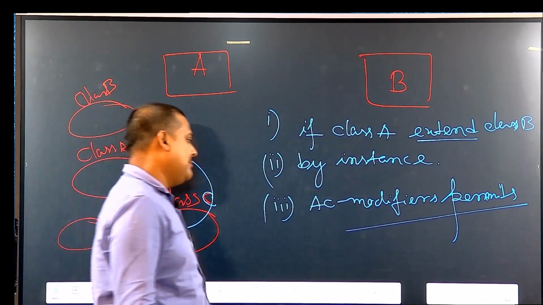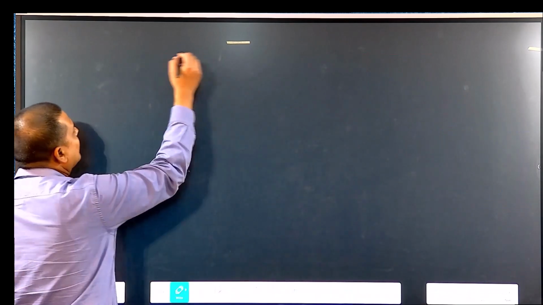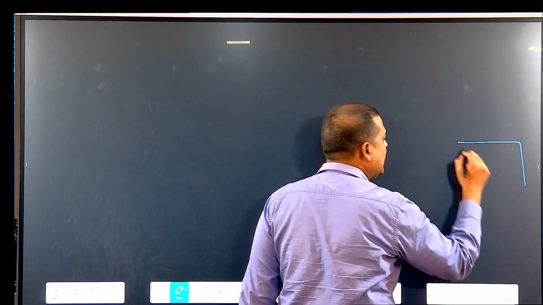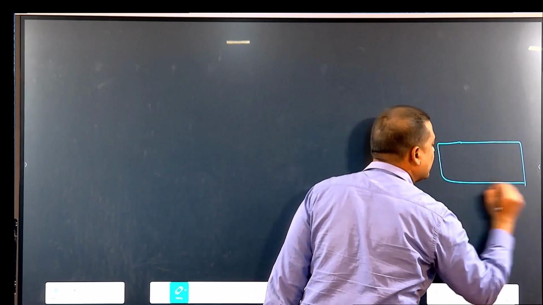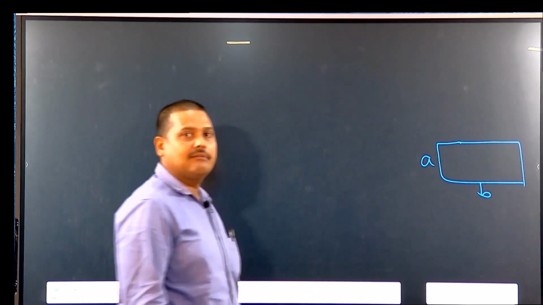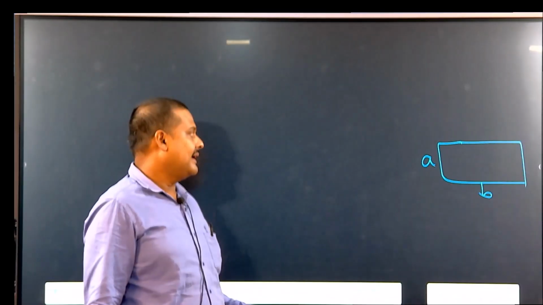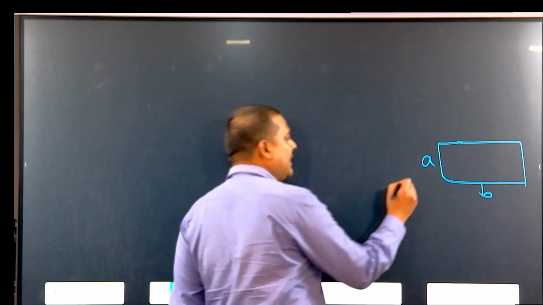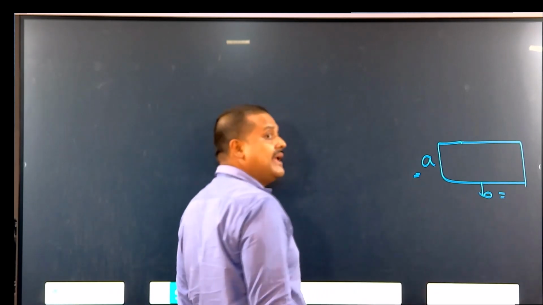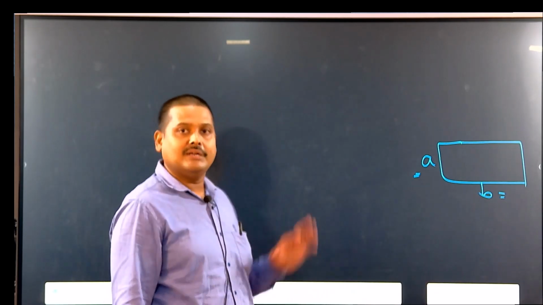Let us have a look. If I have a class like this, say for example, I want to calculate the area of a rectangle. This is A, this is B. Now, I want to calculate the area of a rectangle, and we will give some values for A and B, and we want to find the area with the help of our Java program. Let us have a look.